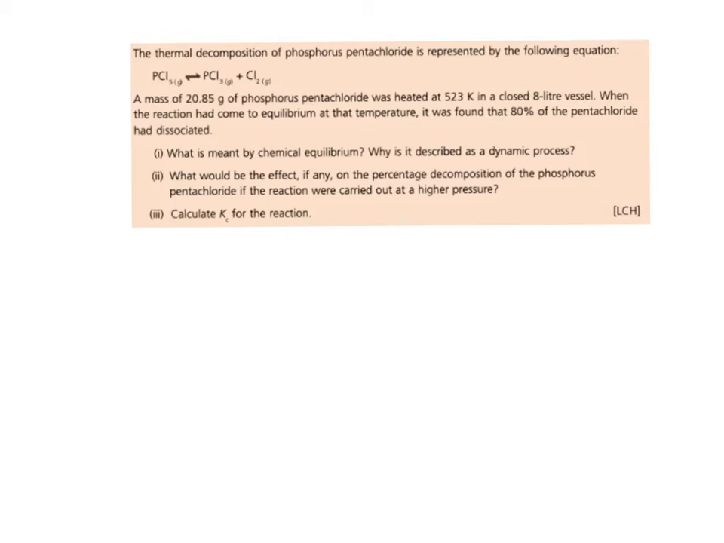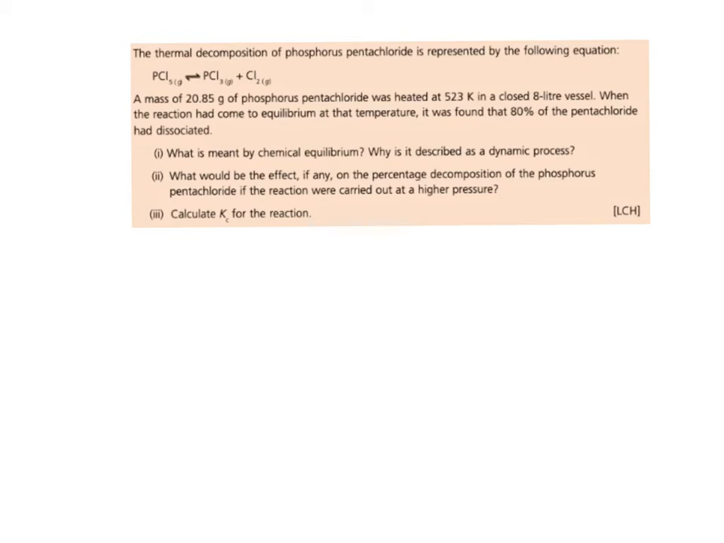So I'm going to go through part 1 and part 2 really quickly and then focus on the value calculation of Kc. So the first question is asking us what is meant by chemical equilibrium, and we know our definition of chemical equilibrium is a state of dynamic balance where the rate of the forward reaction equals the rate of the reverse reaction.